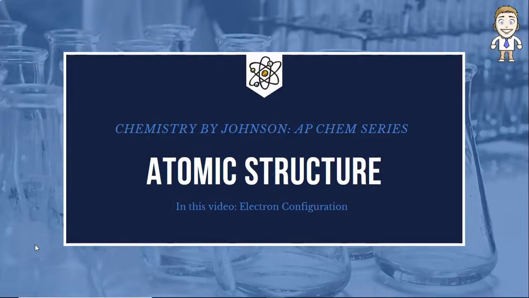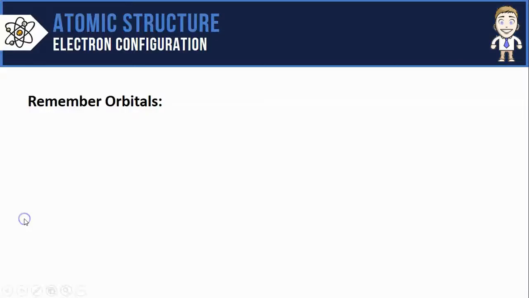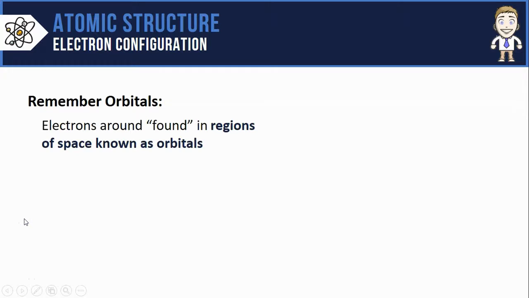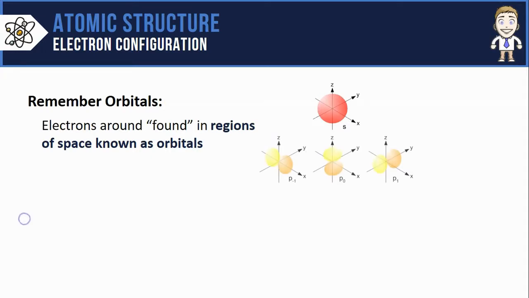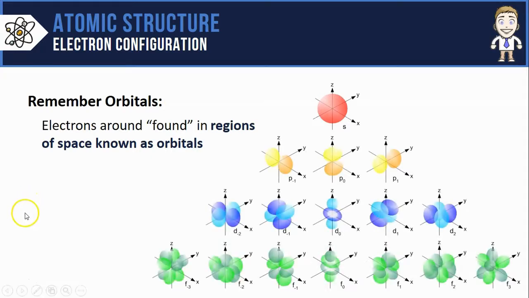Hey everyone, in this AP Chem series video, we're going to take a look at how to write an electron configuration. Remember from the last video, we said that electrons are found in these regions of space known as orbitals, like the s, the p's, the d's, and the f's shown here.